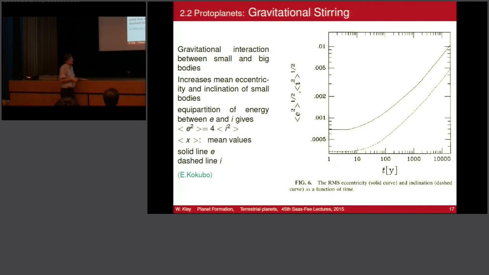And this means that you increase the relative velocities between the particles, because for a particle in an eccentric orbit, if you compare it with the big object, the relative velocity is typically enhanced above the typical velocity of a circular particle at the same time. Okay, and in equilibrium, you can see this equipartition of energy leads to a certain relation between eccentricity and inclination. The eccentricity is basically 4 times the inclination. So the theoretical expectation comes out very nicely with the results of the simulation. And this was done by Hayashi, Kokubo already several years ago.